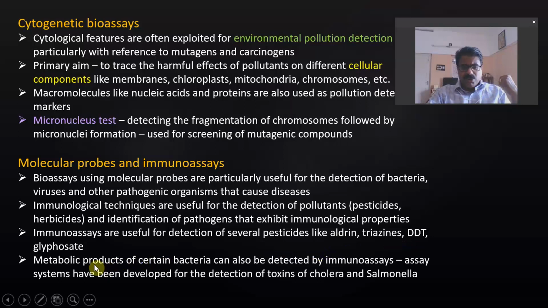Biometabolic products of certain bacteria can also be detected using immunoassays. For example, the toxins produced by bacteria like Clostridium and Salmonella can all be detected using specifically designed metabolic immunoassays. And there are also biosensors available.